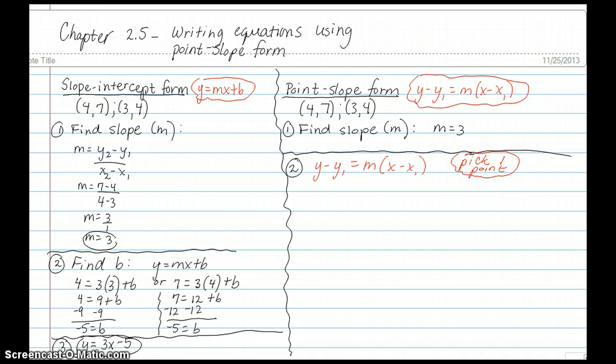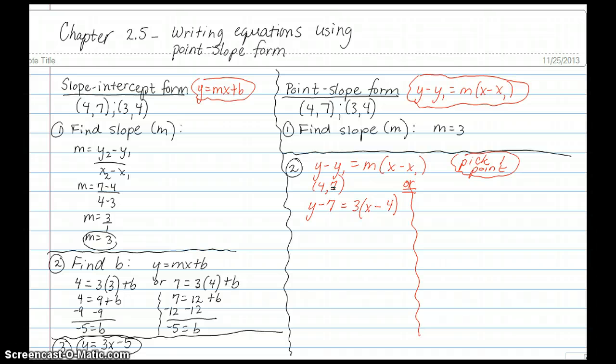So I'm going to show you how to do both of the points, but it's one or the other. It's not both. So if you pick the point 4, 7, let's just start with the one that's first. We have y minus y sub 1, so it's going to be y minus 7, 7 is y sub 1, equals m, which is 3, we know that m is 3, times x minus x sub 1, which is 4. X sub 1 is 4, y sub 1 is 7.